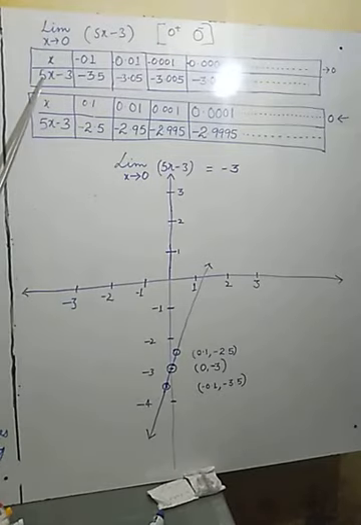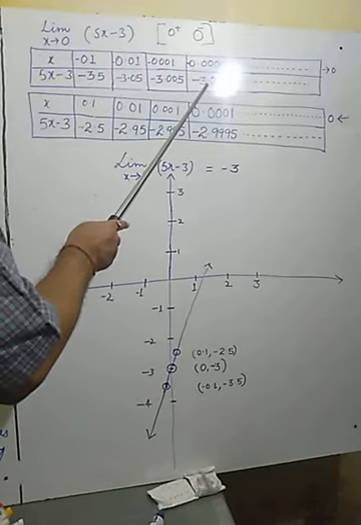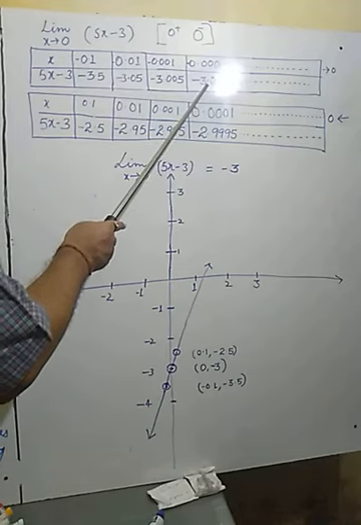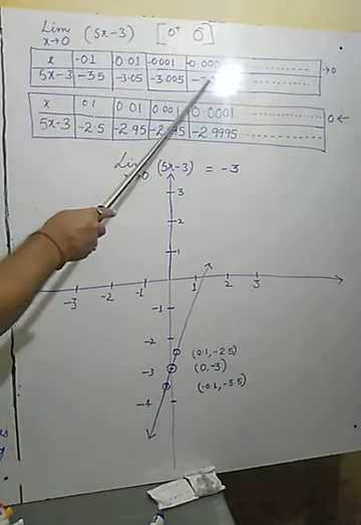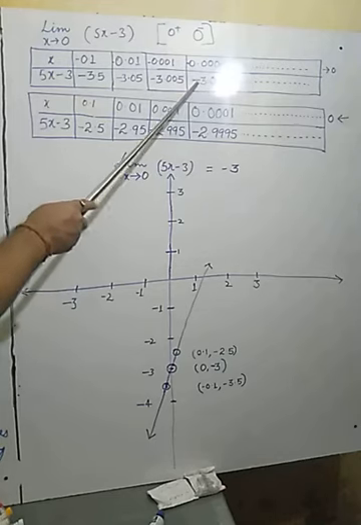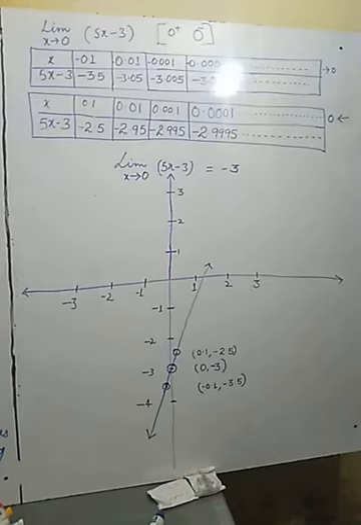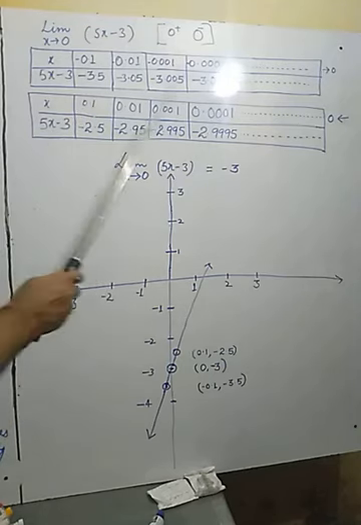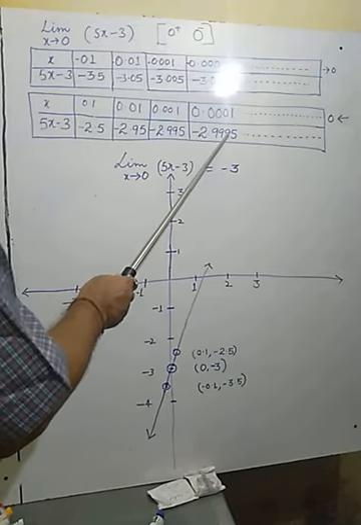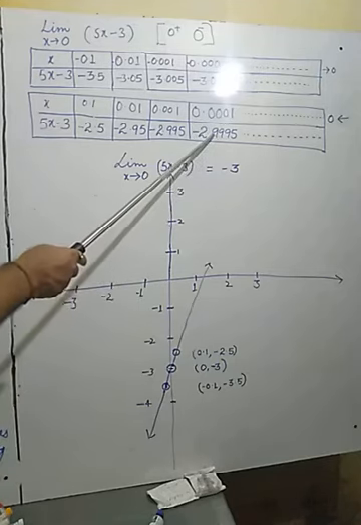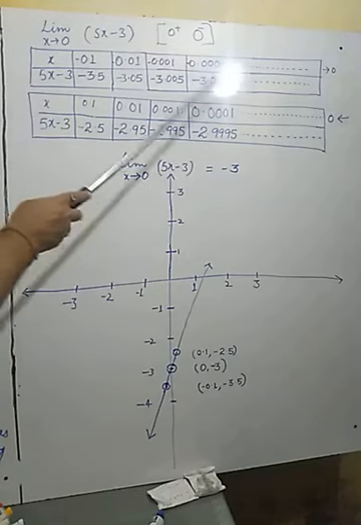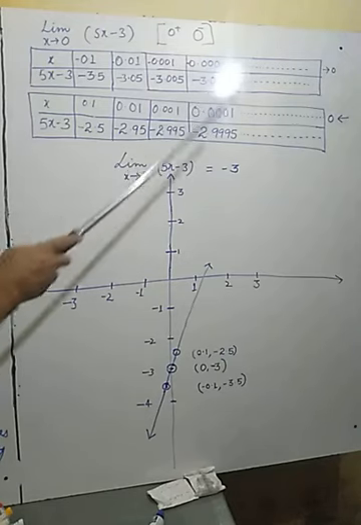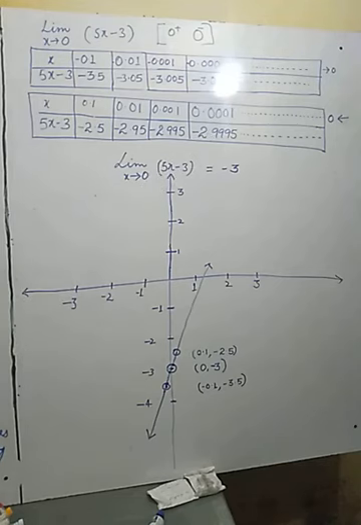Then the value of the function is approaching minus 3. See, observe here, minus 3.005. So these are negligible and it is approaching minus 3. Similarly, if the value of x is approaching 0, the value of the function is again approaching minus 2.9995, meaning approaching minus 3. In this case, it is minus 3. In this case also, it is minus 3.